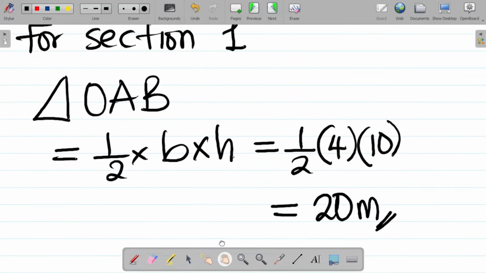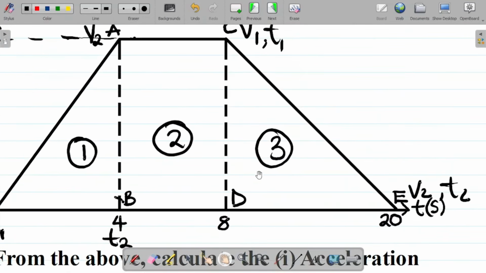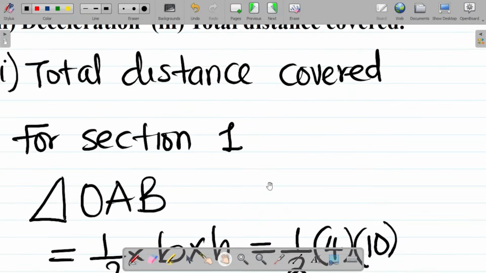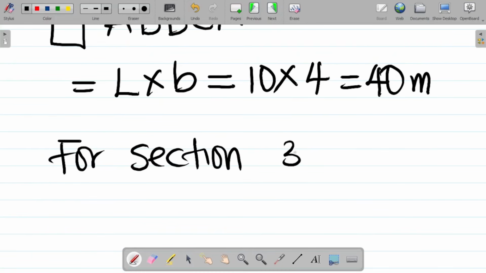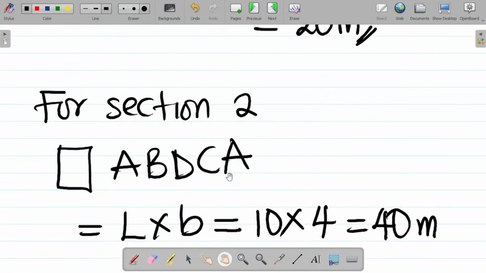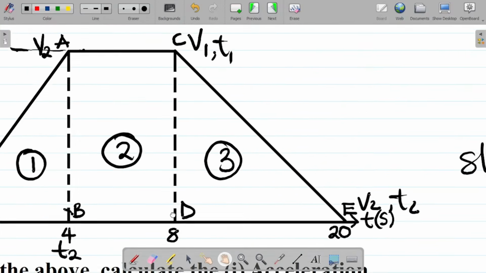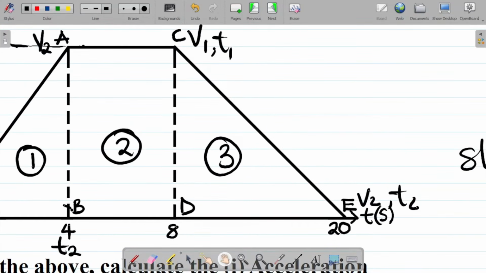One final part, which is section C or section 3. Okay, let's take this down. For section 3, what shape is section 3? If I go to section 3, the shape here, we can see is a triangle.